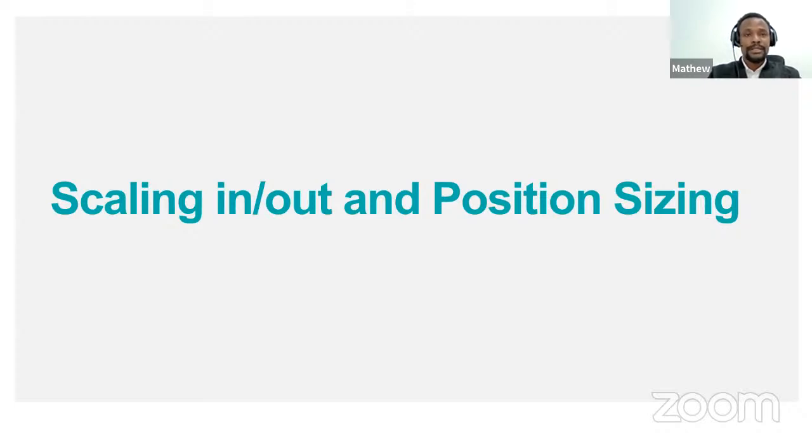Today, we want to look at scaling in and out of the market and how you can do position sizing. Remember, risk management is very important in your trading. Even when you have a very effective trading strategy, it doesn't work 100% of the time. So you need to control the amount of losses just in case things go sideways. Remember, we are speculating in these markets.